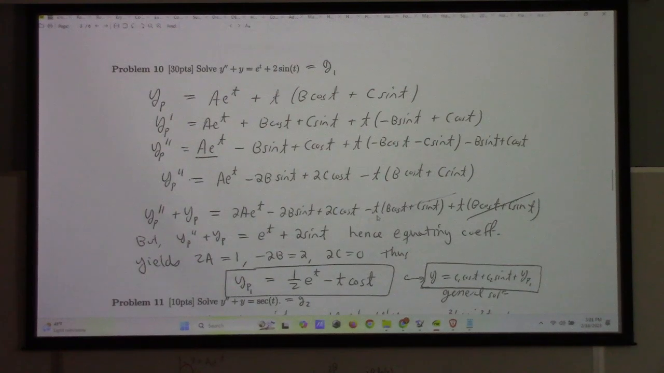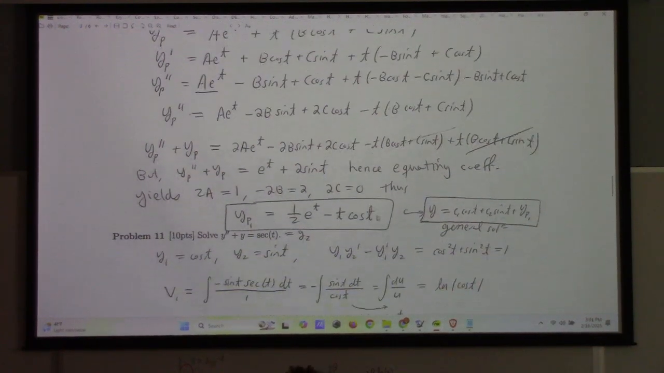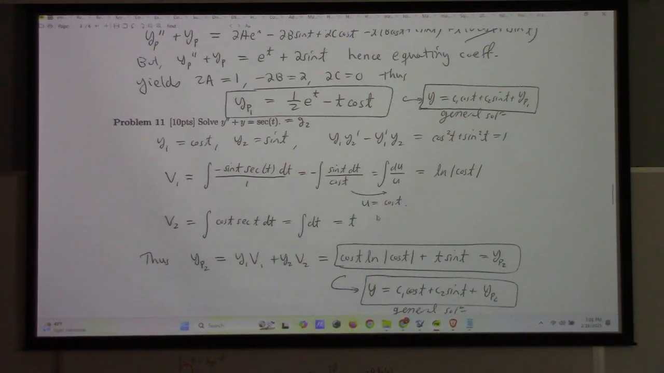Great. What's the next problem? Y prime prime plus y equals secant t. Ah, this is a variation of parameters. So we variation of parameters this thing, out pops this solution, yp2. What's the next problem?